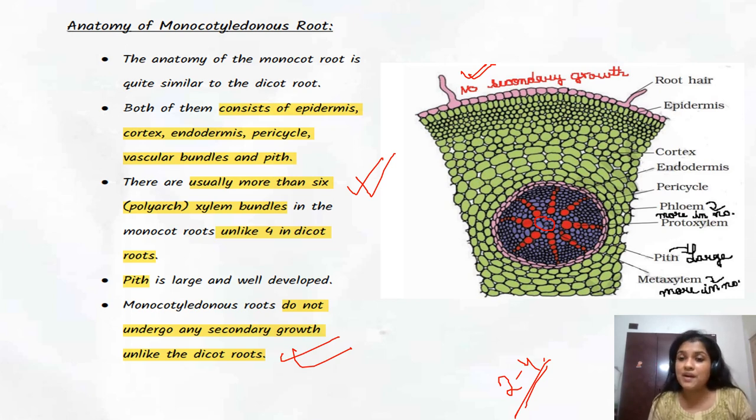Okay, number of xylem and phloem are more, no secondary growth, and mostly it is a closed vascular bundle, and pith is large. Okay, so these are the few things that we have to remember.